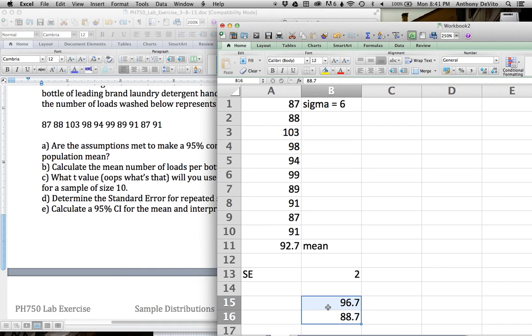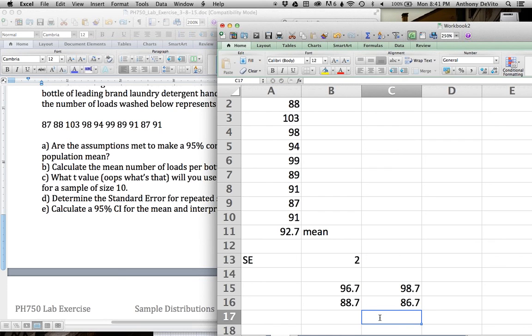And what would I do if I wanted to be 99% sure? Bingo, perfect. I love that you said that, right? You would make it 3 standard deviations above and below the mean. And what would that mean? That would mean that this would be 98.7 and this would be 86.7. So if you're willing to accept a wider range for your mean, you can have a higher level of certainty. If you make the range narrower, you have a lower level of certainty that you really capture the population mean between those two numbers.